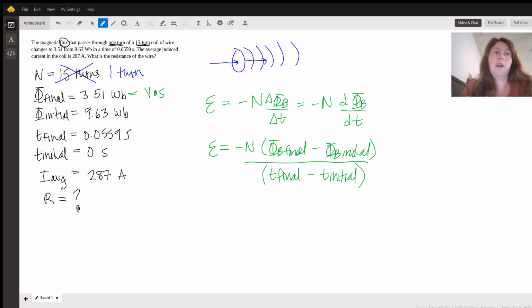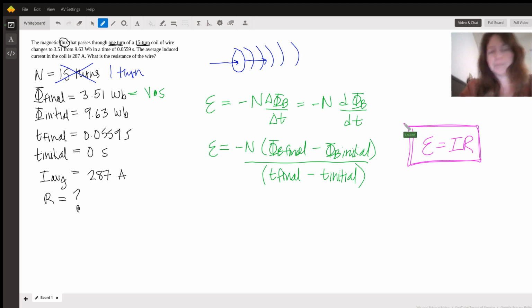And when teachers and professors ask questions about Faraday's law, they love to use resistance and current in it to remind you that you still have to remember this equation. You still have to remember Ohm's law. V equals IR, or EMF equals IR. So if we were to use that in the below equation, you could then solve for R because we are given I.